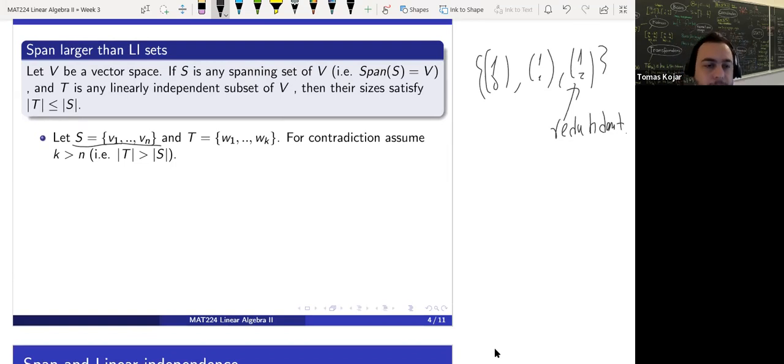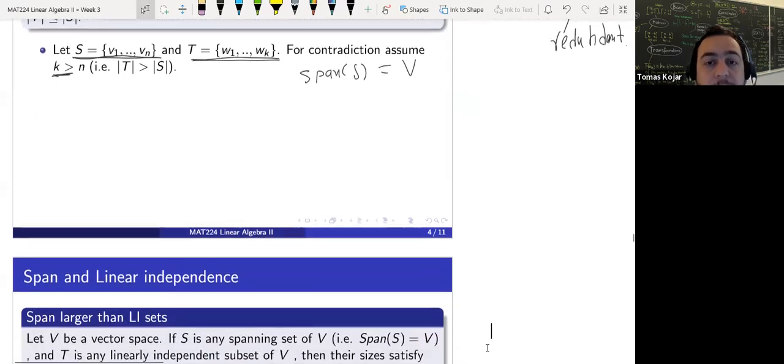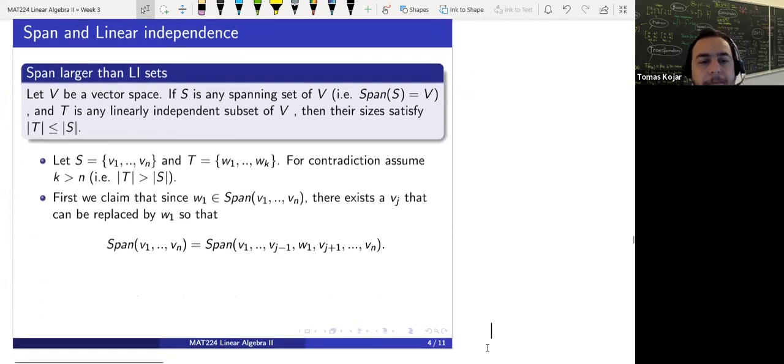So anyhow, it's redundant. And then we also look at another subset T, W1 to WK. By contradiction, we assume that the LD set is bigger than the size of the spanning set. So the span of S is the whole thing. And we assume that in fact T has even more elements than the spanning set. We will do it by contradiction because we want the reverse.